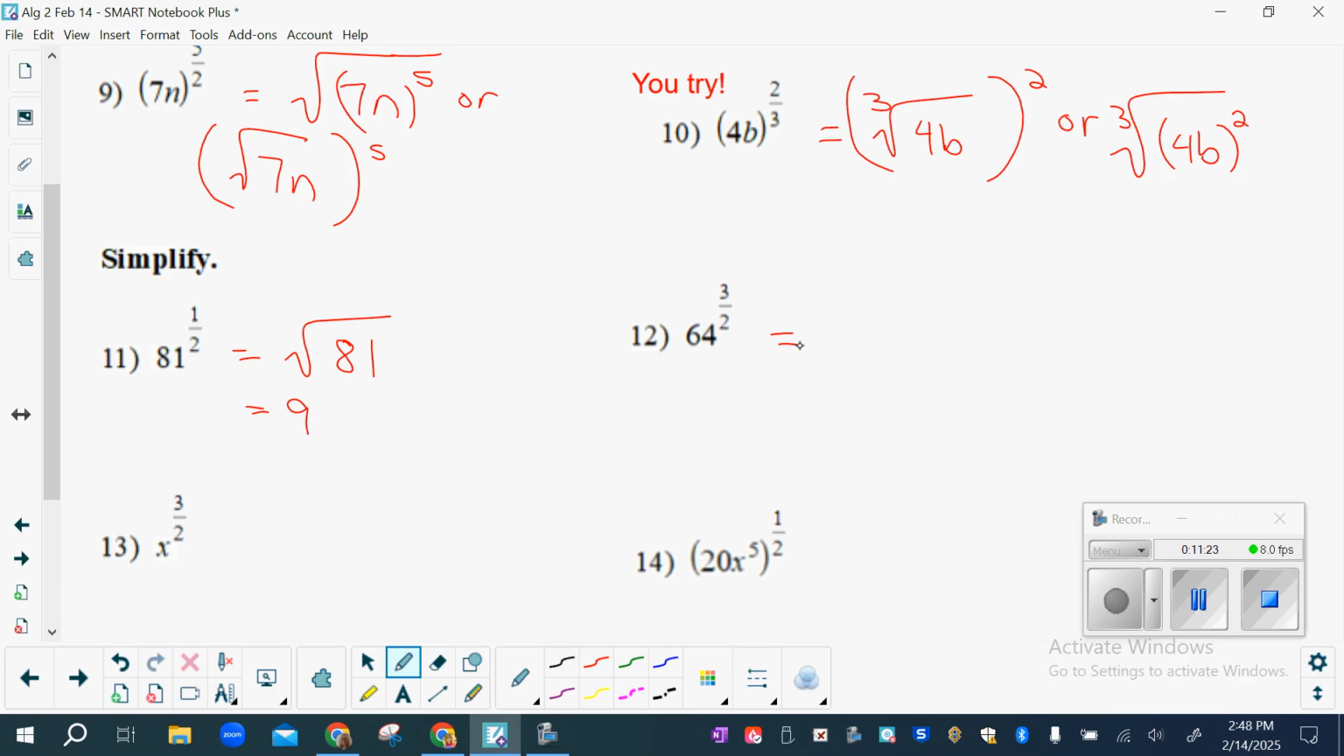What if it's the negative? Say that again? What if it's like negative 80? Then it would be an i. We're not going to be working with any i's today.